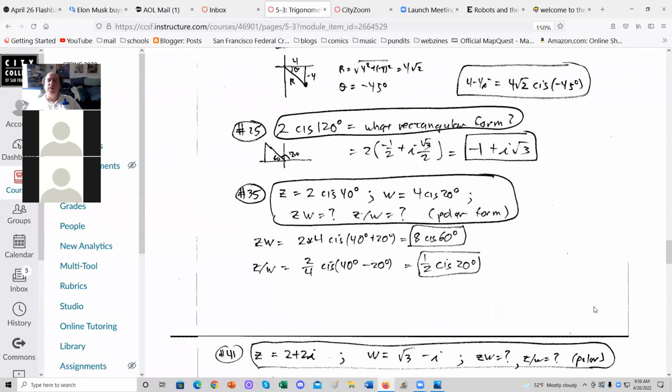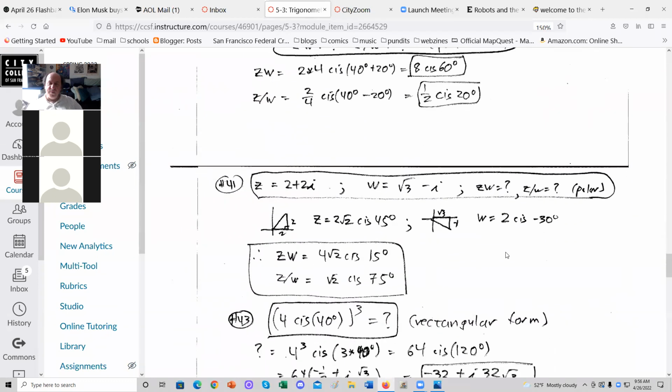Here we have two complex numbers, 2 cis 40 and 4 cis 20. Let's find their product and their ratio in polar form. For their product, we multiply their lengths, 2 times 4. Cis of, we will add their angles, 40 plus 20. 8 cis 60 degrees, and then we're done. We can go a little further, but that's not strictly necessary. Z over W, we take the ratio of their lengths, 2 over 4 here. Cis of the difference of their angles, 40 minus 20 here. You get 1/2 cis 20 degrees. So there these are.